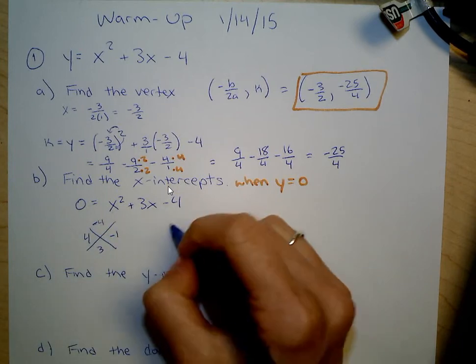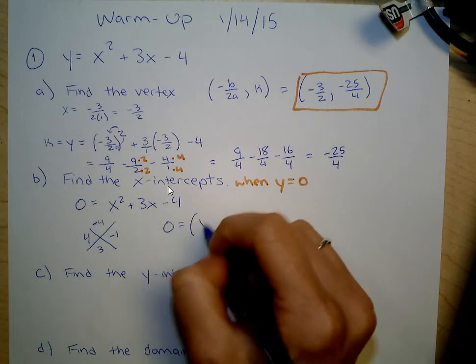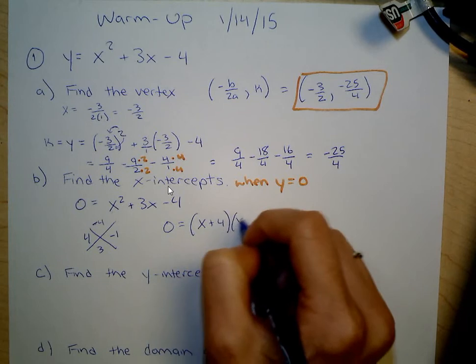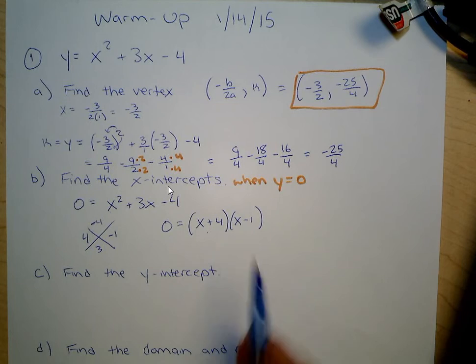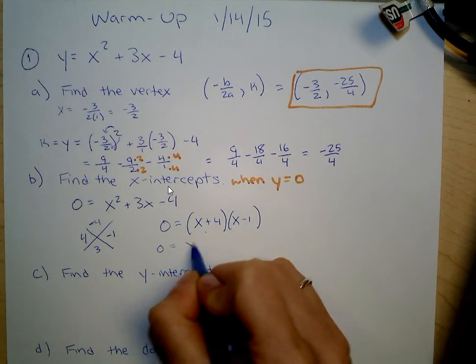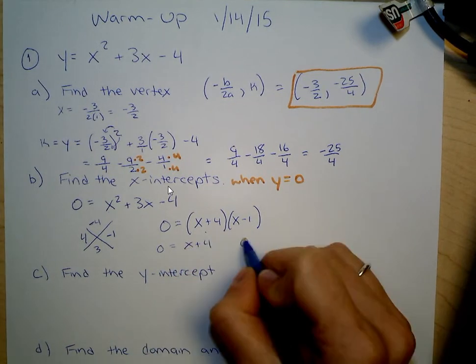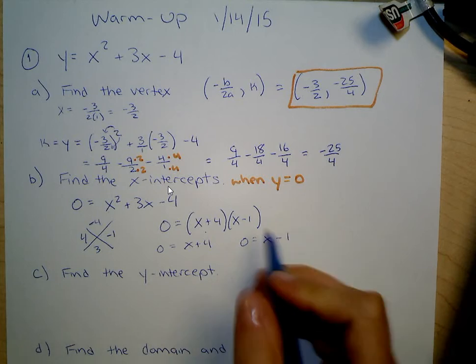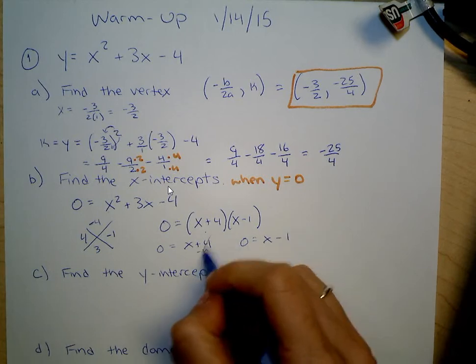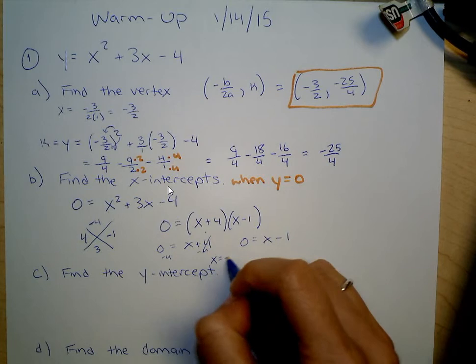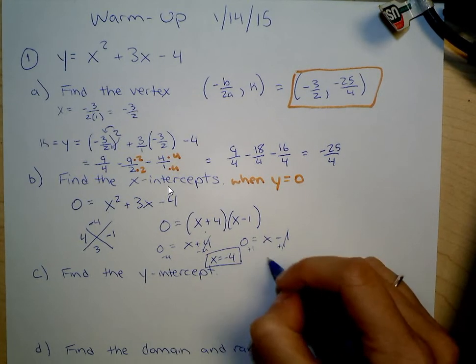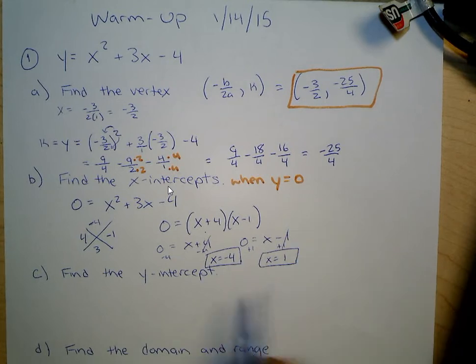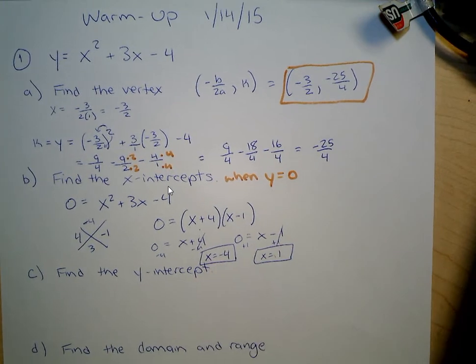So that means 0 is equal to x plus 4 times x minus 1. And I'm going to set each factor equal to 0. So 0 is equal to x plus 4, and then 0 is equal to x minus 1. So here I'm going to subtract 4. So x is equal to negative 4, and then I'm going to add 1 here. So x is equal to positive 1. So here are my x-intercepts.